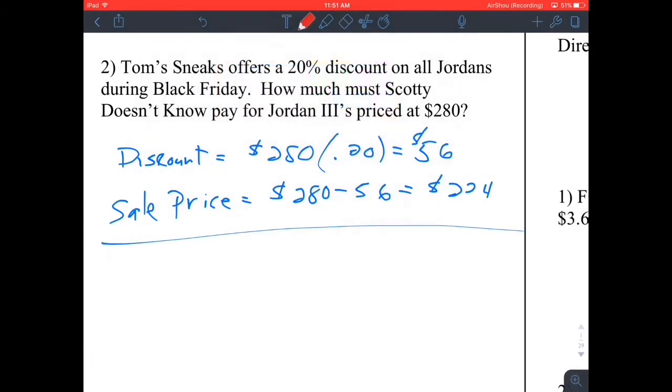Once again, if you understand percentages, there's an alternate way to do this. If you're saving 20% of the cost, that means you're going to be paying 80%. So another way to do this problem, different method, is to take the original price and multiply it by the percent that you are paying. This is very similar to the previous tax problem. The percent we're paying there is 107%. Here we're paying 80%, which is 0.80 or 80 hundredths. And that's going to also give you $224.